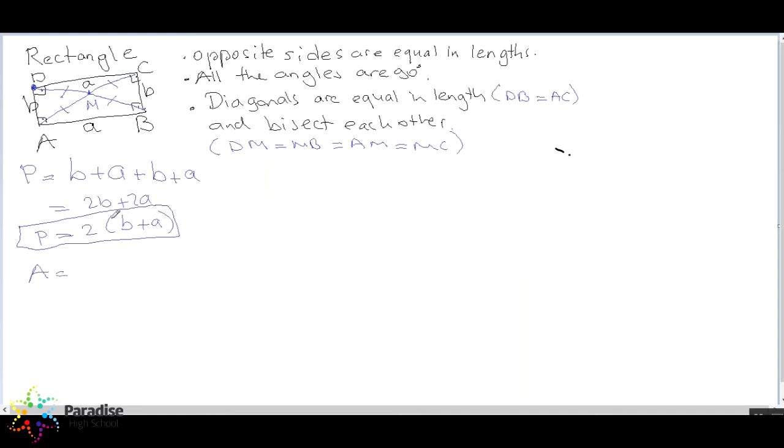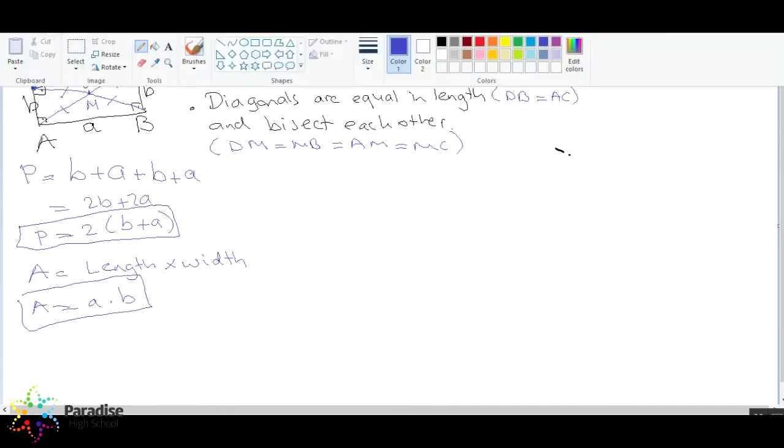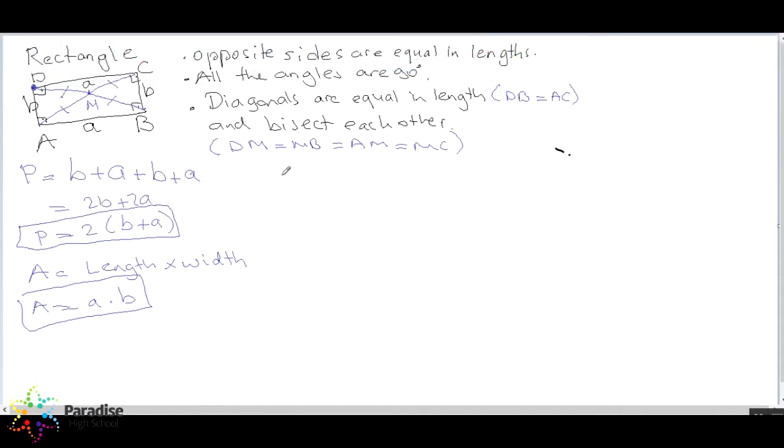So what is the area? Area will be is equal to length times width. So what is length? Length is equal to A and width is equal to B. So area is equal to A times B. Very simple. Let's start the examples. Okay, the first example. Let's think something in the real life.